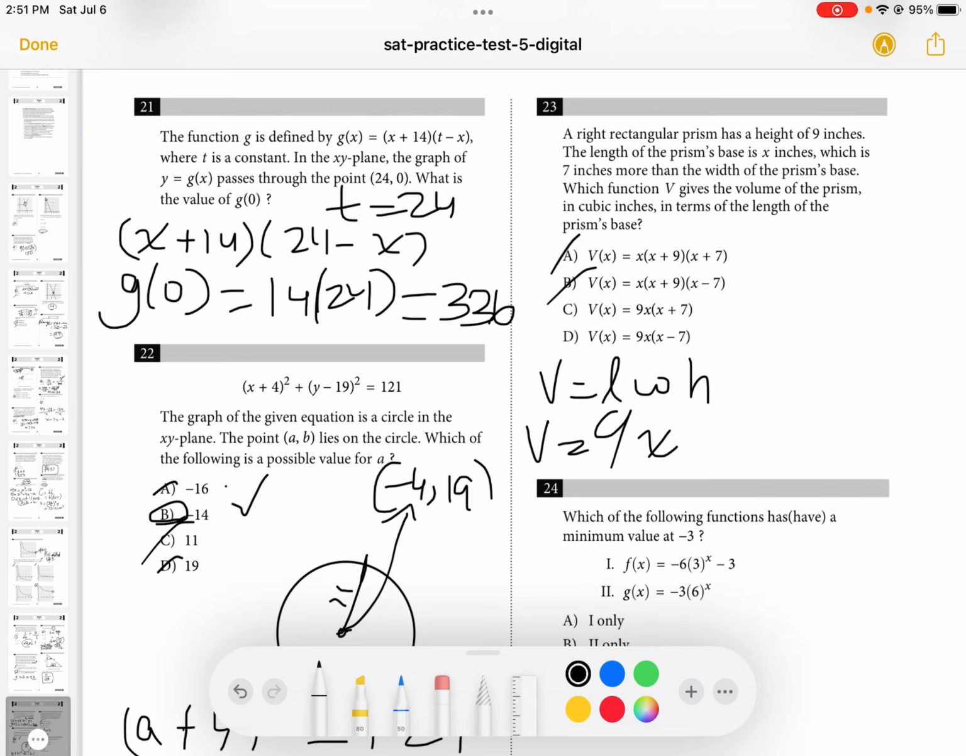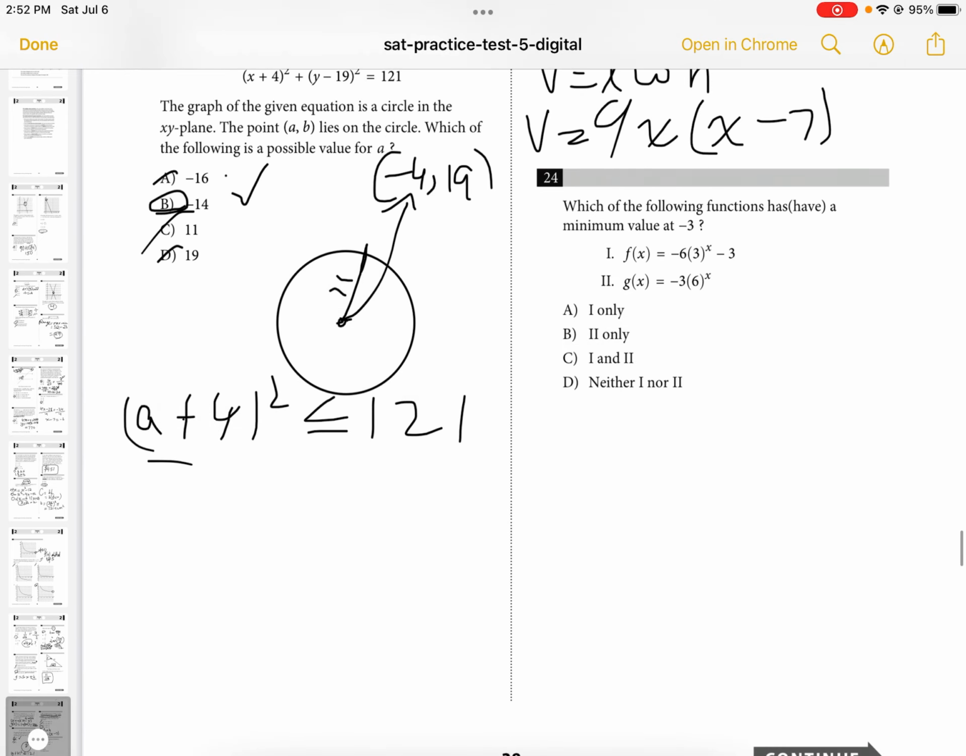Right? And we're given the length of the prism's base is x inches, which is 7 inches more than the width of the prism's base. So the length is 7 inches more than the width. So the width has to be 7 less than the length, which is x minus 7. And D matches our function.